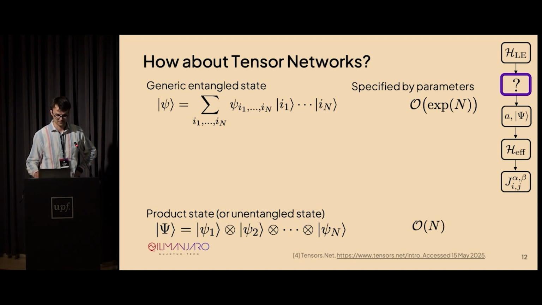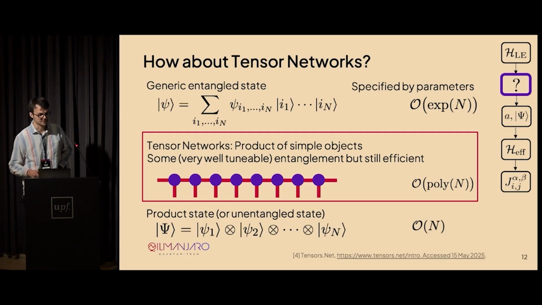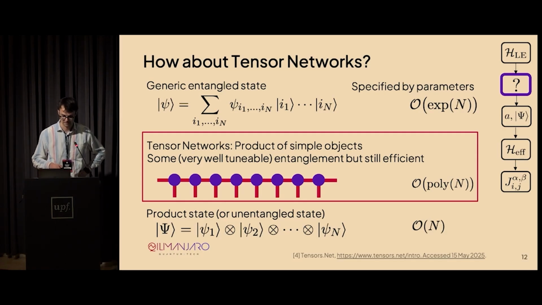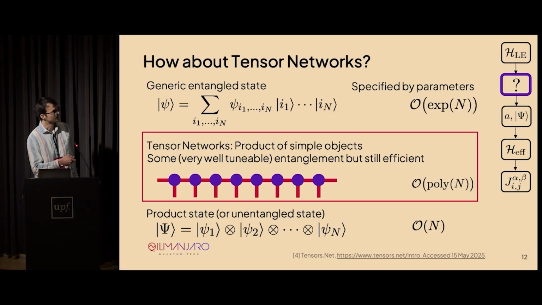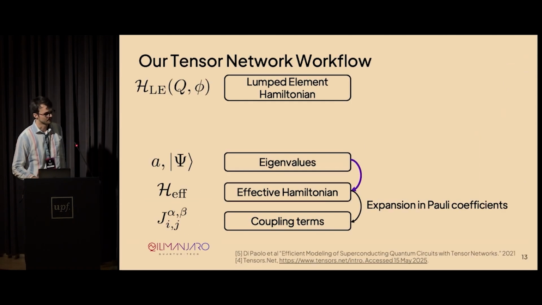And then for many years already, many quantum physics people worked out this scheme of tensor networks, which is basically a product of simple objects. So we have some local structure, and we can introduce some entanglement, and also, very interestingly, we can tune this degree of entanglement to find a good representation which is efficient. And then we modify the procedure.